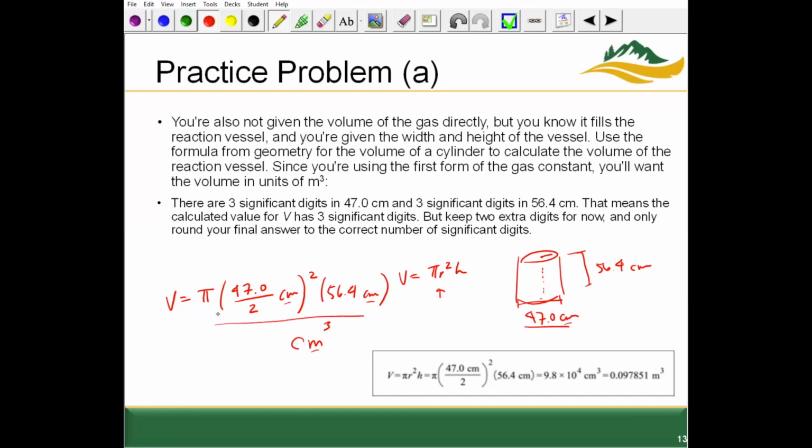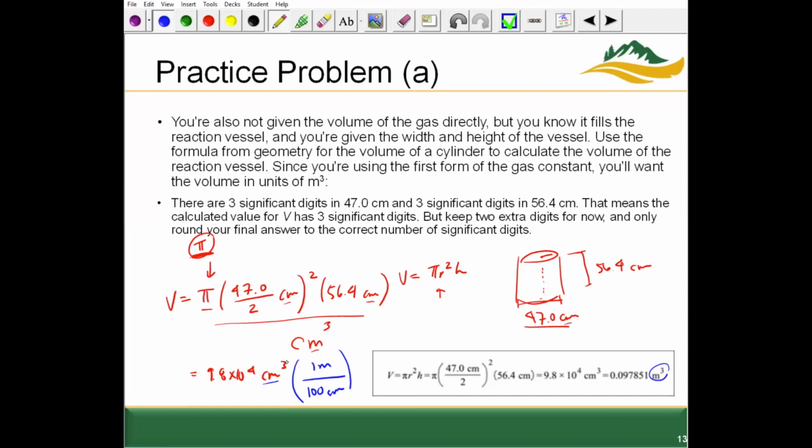Doing this math here and using the full value for pi, there should be a pi button in your calculator. Click that to get a more accurate answer rather than just typing in 3.14. So depending on what calculator you have, you probably do have a pi button you can type in. This comes out to 9.8 times 10 to the 4th centimeter cubed. Now, kind of going back to chapter 2, remembering how to deal with this cubed, we want to get this into meter cubed. So the centimeter to meter conversion is for every 100 centimeters in 1 meter.